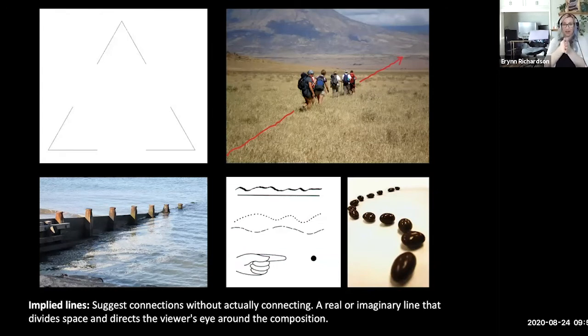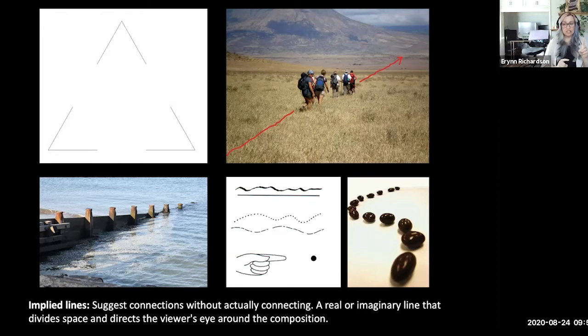Implied lines. Okay, this one is tricky. This and calligraphic lines are the tricky ones. These suggest connection without actually connecting. An implied line can be real or imagined, but the thing is the viewer's eye connects it.